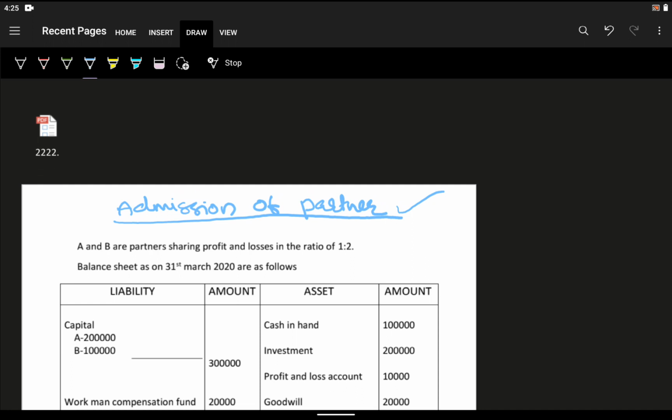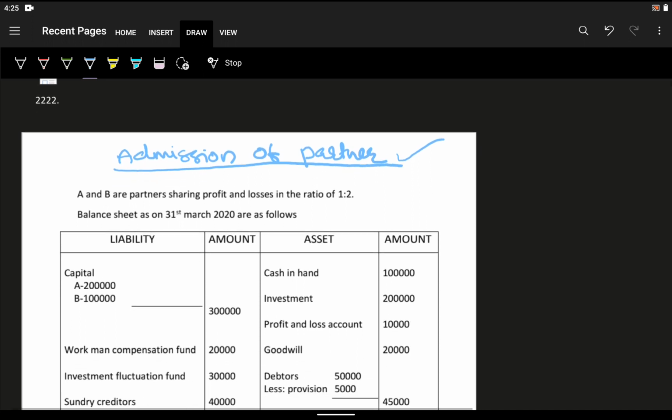Why is he bringing goodwill? Because till now the old partners have been doing the business, and because of their effort only the business has grown. So definitely the old partners want to get some remuneration for that. For that purpose the new partner brings some goodwill, and that will be distributed to the old partners in the sacrificing ratio. Now let's discuss one question.